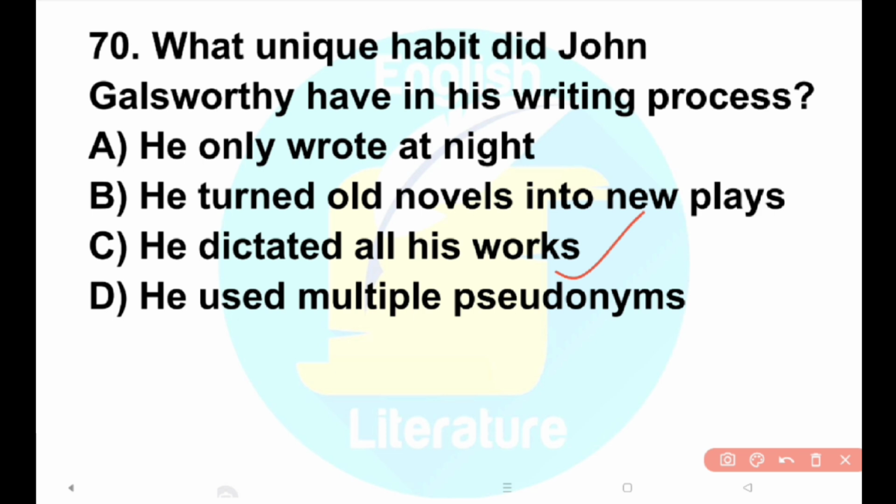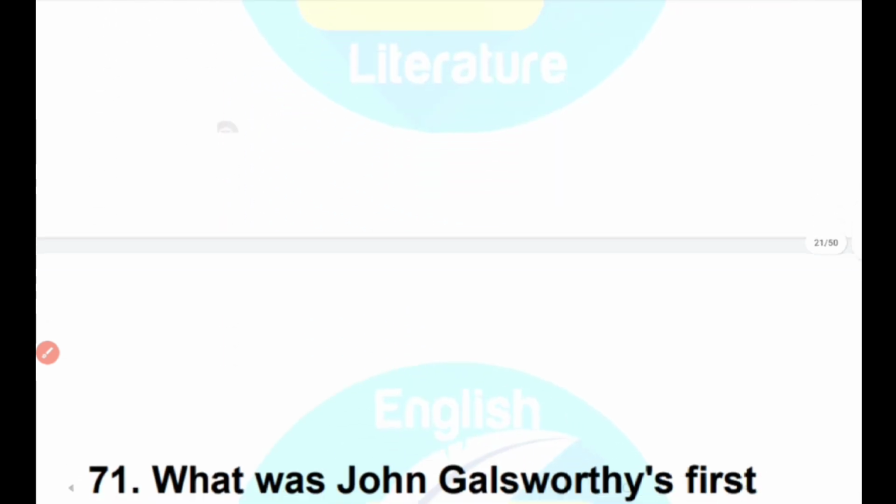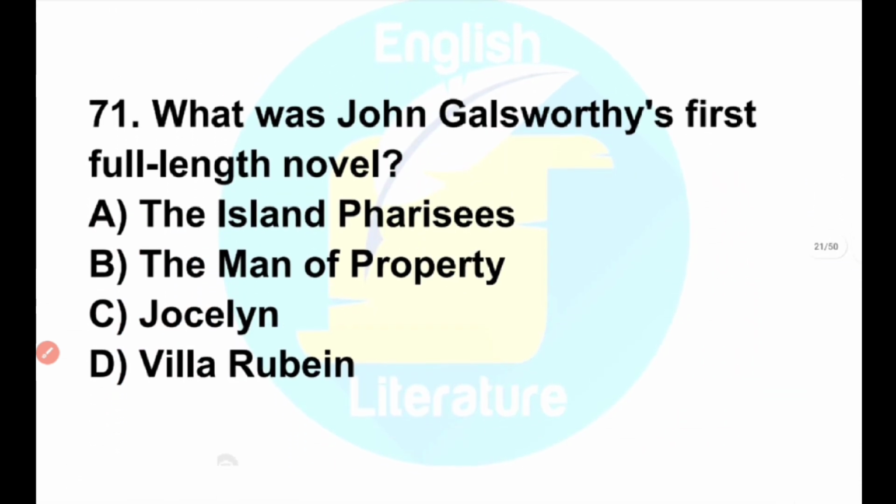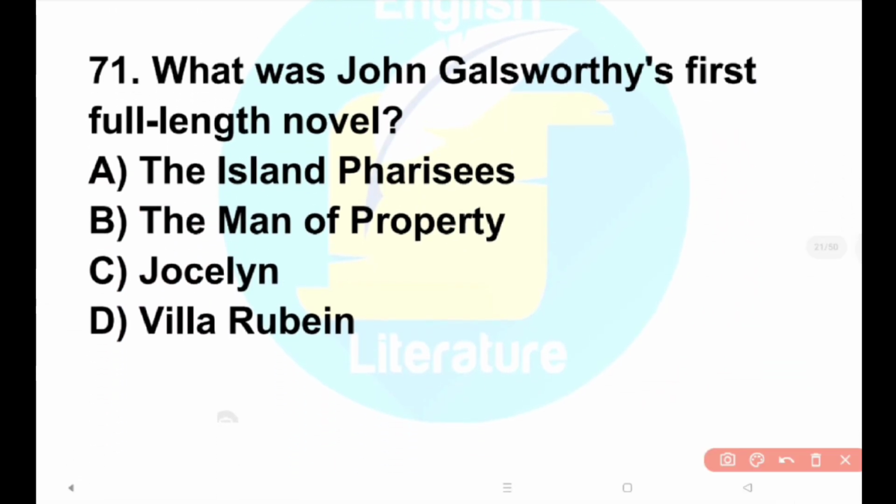Next, what was John Galsworthy's first full-length novel? Option C, Jocelyn, 1897. Published under the pseudonym John Sinjohn, it was Galsworthy's first full-length novel.